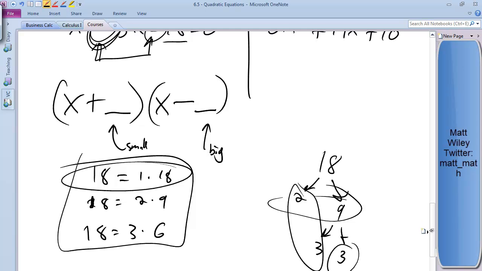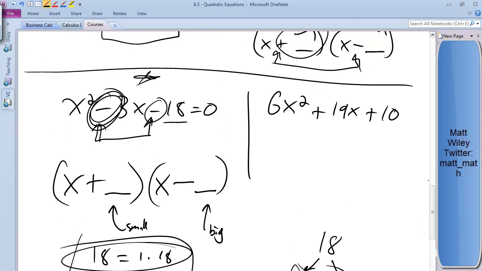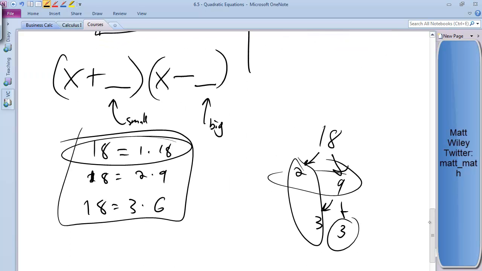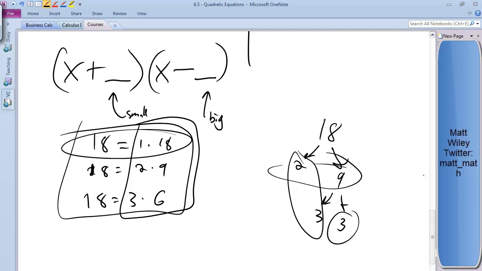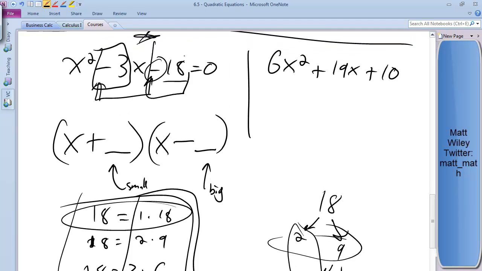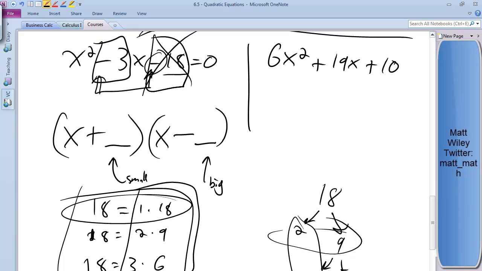I look at all of these options, and remember what I'm trying to get here. I'm trying to get a negative 3 as my inner term. All of these guys multiply to 18, so any of them would work in terms of the last term, so we stop looking at there. I need to figure out which one of these guys would add together, making the bigger one negative. And since I already know the bigger one's negative, I can go ahead and make the bigger one negative.